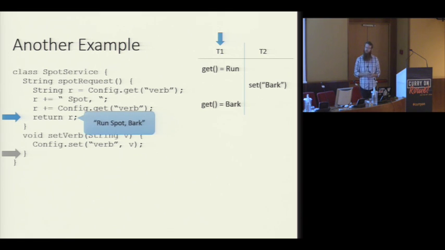And now when spot request returns, it'll return the string "run spot bark", which violates our intuition about how the spot request should behave. Now the good news is that the first correctness condition will actually flag this result as an error because it is partially built from an out-of-date version of the verb option. So why the second condition?